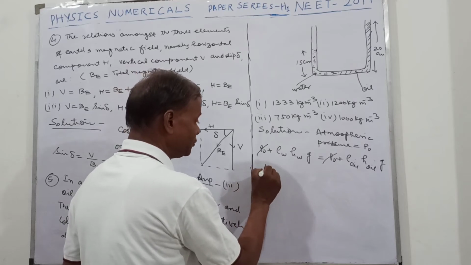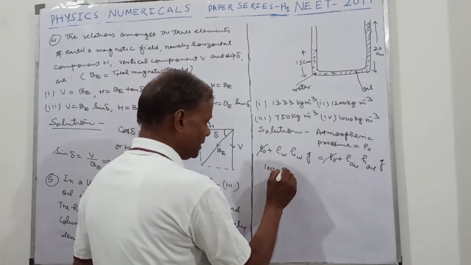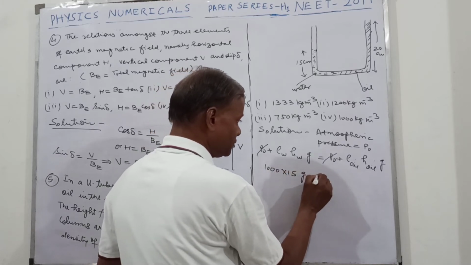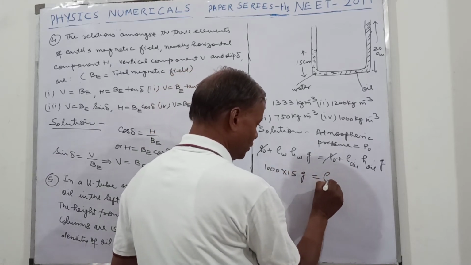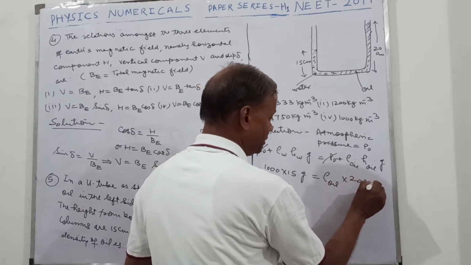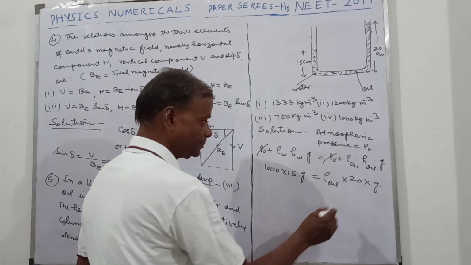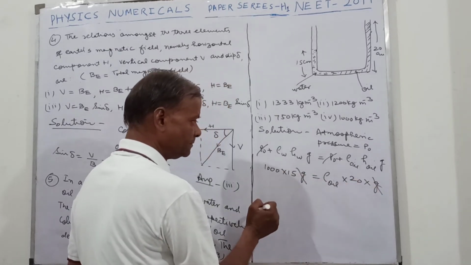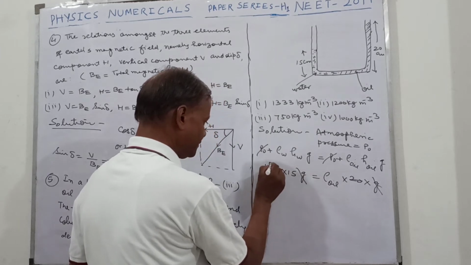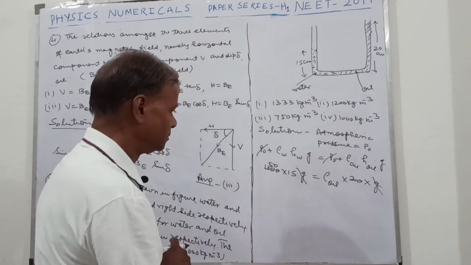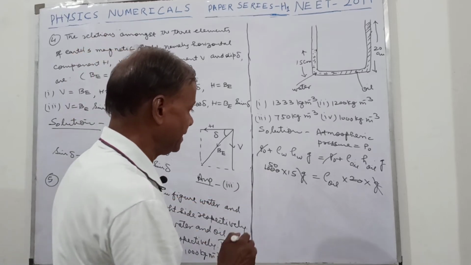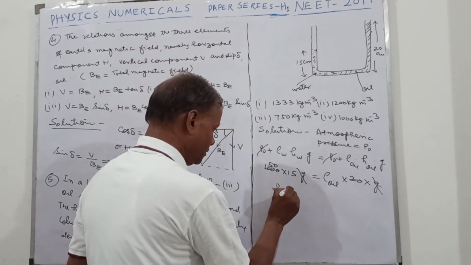Rho W is given to you as 1000. H W is given as 15 centimeter. Rho oil you have to find, and H oil is 20 centimeter. G and G will cancel. And what we have is 1000 times 15 equal to rho oil times 20.